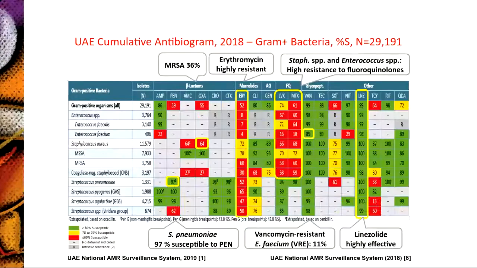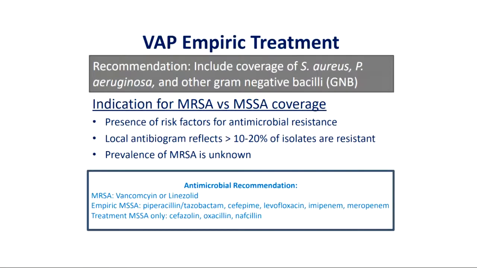This is for gram positive. So for VAP, the recommendation is to include coverage of Staphylococcus aureus and other gram negatives, with an indication for MRSA coverage if you have an antibiogram of 10 to 20.